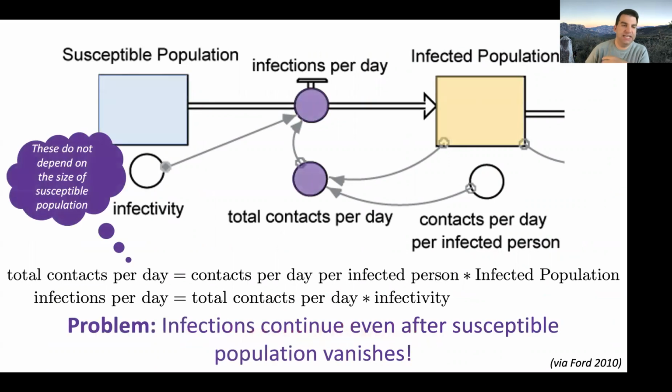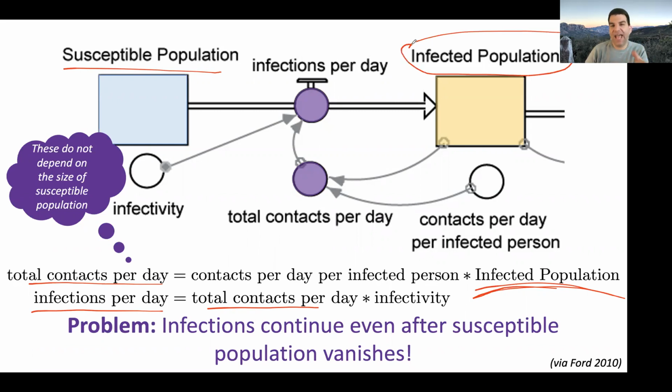And if I stare at this a little bit, then what I notice here is that the infections per day depends upon the total contacts. The total contacts depends upon the infected population. Neither of these formulas depends upon the susceptible population. So what this is saying is that the number of infections per day is driven only by the number of infected. And that doesn't seem right.